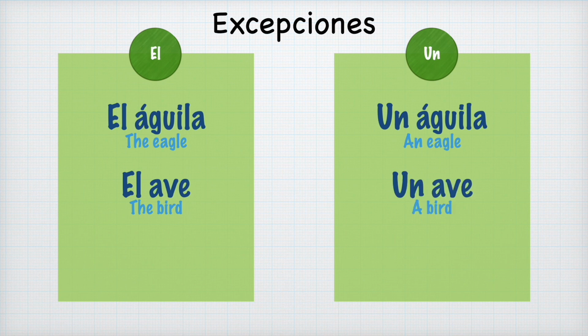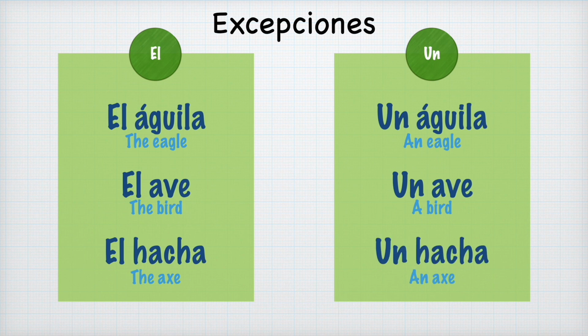Or we'll use un ave, a bird. El hacha. El hacha has the HA example. It means the axe. Un hacha, an axe. So we're going to use this exception because the noun starts with an A or an HA and the stress is on the first syllable. It doesn't happen always, but when it does, we just have to be mindful that the article is different. Of course, if you say la águila, people will understand you.